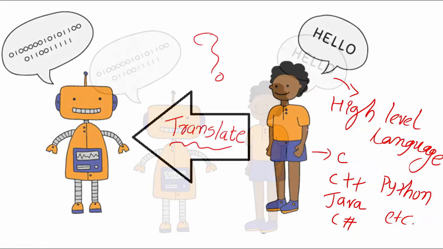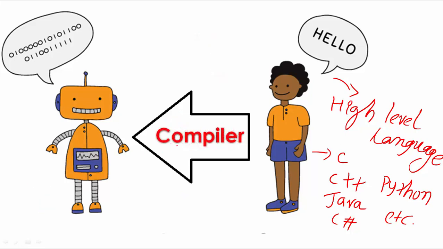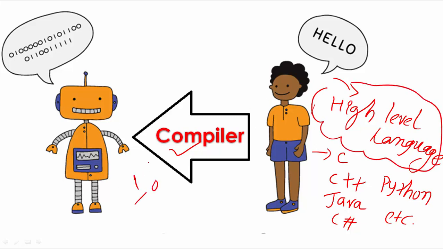Now the point would be, who is going to translate? Because a computer only understands 1s and 0s. For that there is software known as a compiler. So what a compiler does is, whenever you write a program in a high-level language, the compiler will convert it into 1 and 0, which is machine language.